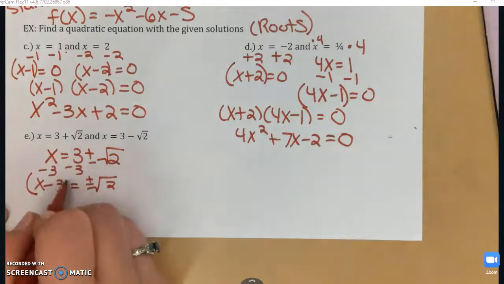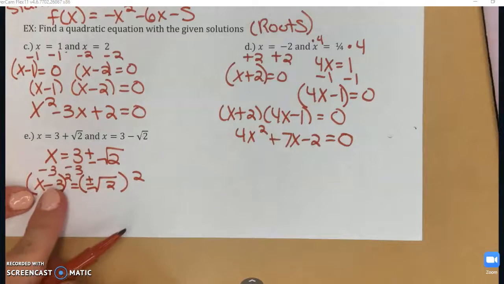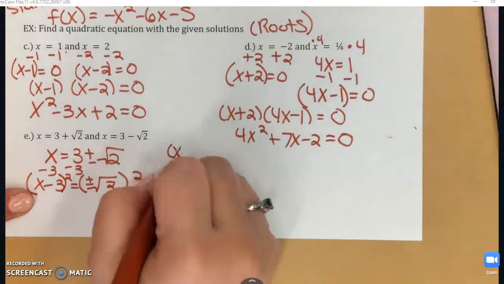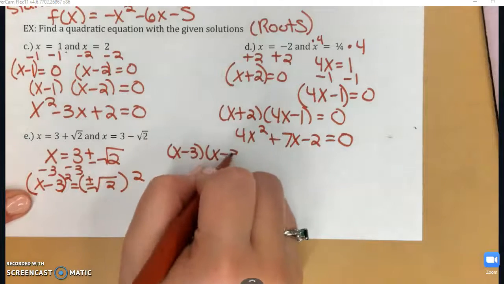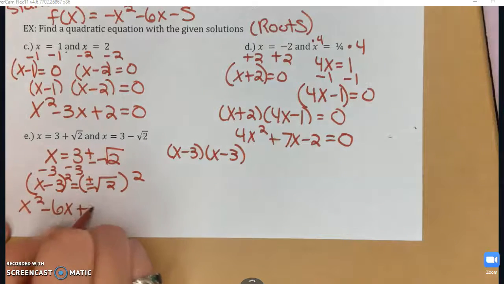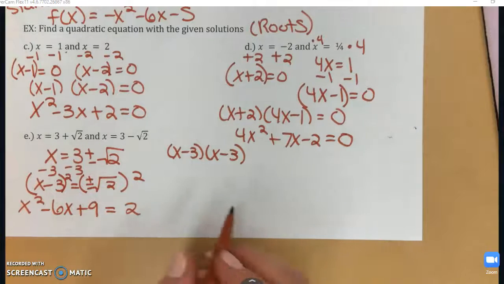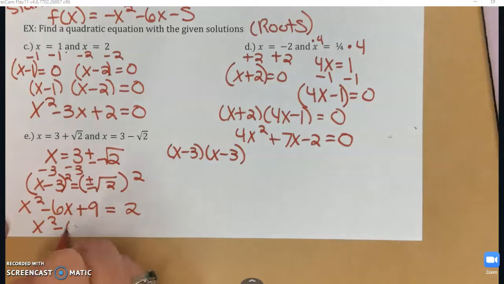Now, to undo that square root, I'm going to square both sides. And when I'm squaring a binomial, remember that means I'm multiplying it by itself and I am FOILing. So that's going to be x squared minus 6x plus 9. And then the square root of 2 squared is 2. So the last thing I need to do here is just move that 2 over. And it's x squared minus 6x plus 7 equals 0.